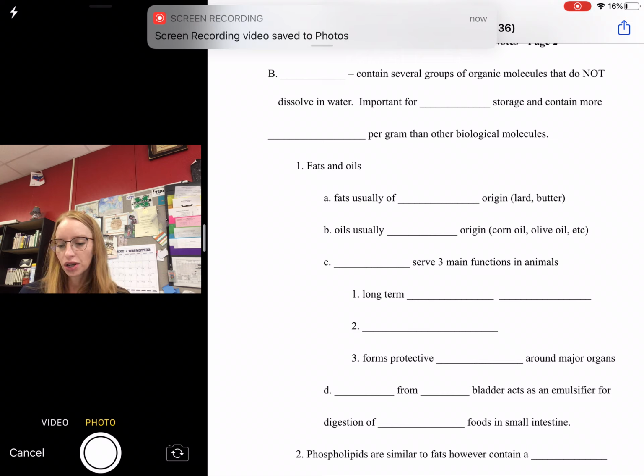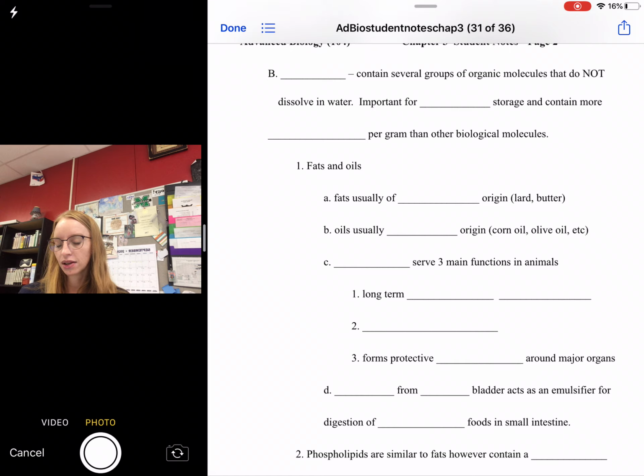The energy storage that is in lipids contain more energy per gram than other biological molecules, which are composed of glycerol and fatty acids that do your energy storage in animal cells, for example. So fats and oils are a type of lipid. Fats are usually of animal origin, like lard and butter. Oils are usually of plant origin. Think of corn oil or olive oil, those kinds of things.